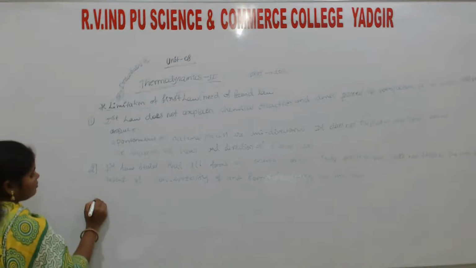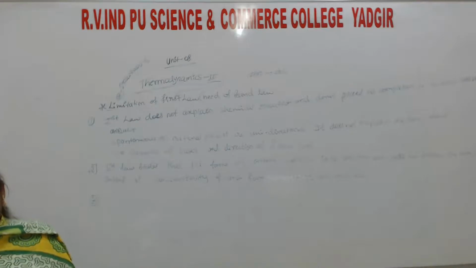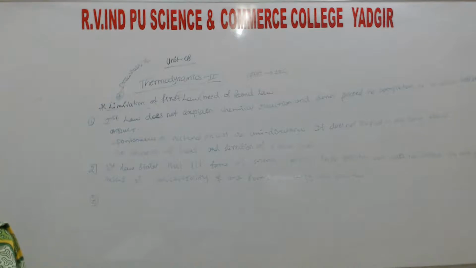Next, the third one. Third limitation: the first law cannot explain that while work can be completely converted into heat, heat cannot be completely converted into work without leaving permanent changes in the system or surroundings. This is the third limitation.